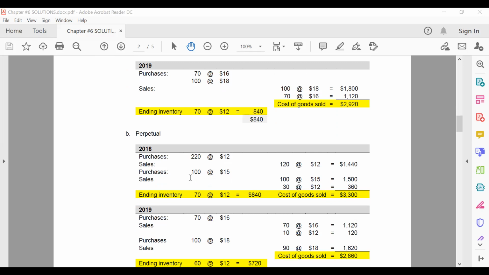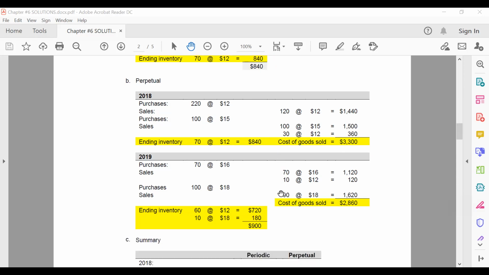Then you purchased another 100. And then you sold 130. And remember, when you sell these things, you're doing last in, first out. So the last cost that you would have had available here would have been 100 units at 15. And then you still need another 30, so you have to go back and take 30 units at 12.